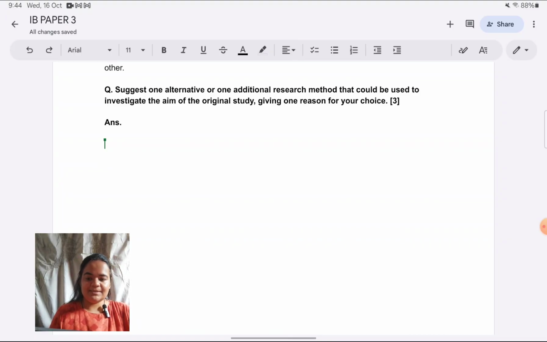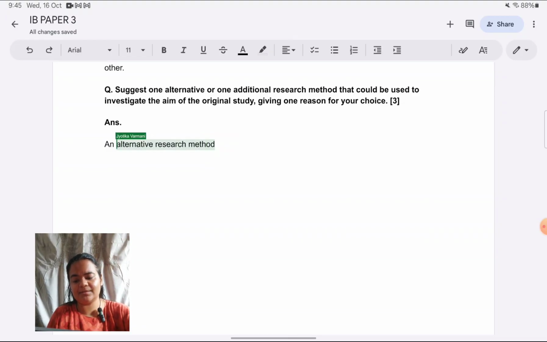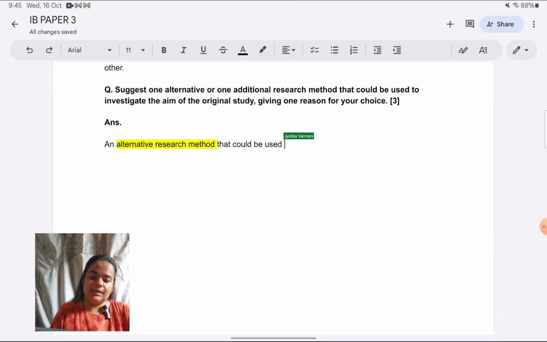Here is how I can phrase the answer, and now please pay attention to this: alternative research method. I'm being very explicit that this is going to be alternative and not additional. Very, very important to specify this. An alternative research method that could be used is a field experiment. Now it's all about justification. Because it's 3 marks, 2 points of justification should suffice. It's not 9 marks that I should get really elaborate and explain exactly how it should be done. I need not go into that much detail.